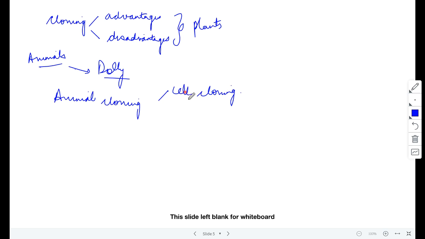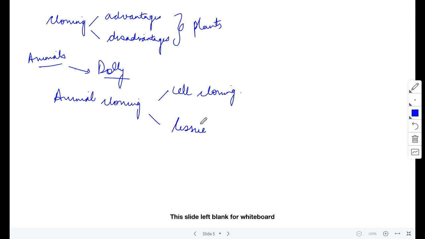You understood? Now cell cloning is what? Our cell from the human body has been taken, and it has been used for research so that they can try to remove the diseases. Clear? So now we have tissue culture.